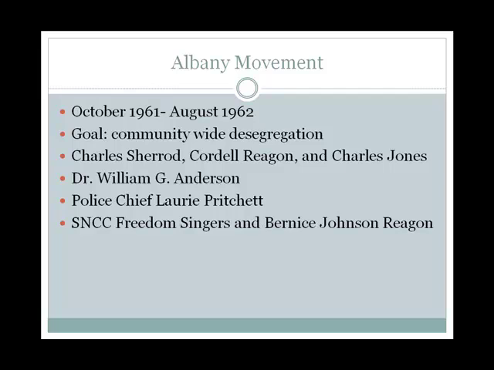The SNCC Freedom Singers, led by Bernice Johnson Reagan, who was an Albany native, captured the emotion and the passion of the movement. Some of you may be familiar with the SNCC Freedom Singers in a different form. They were very prominent during the Civil Rights Movement.